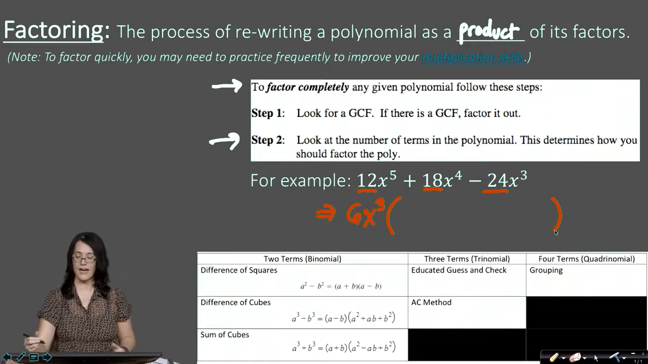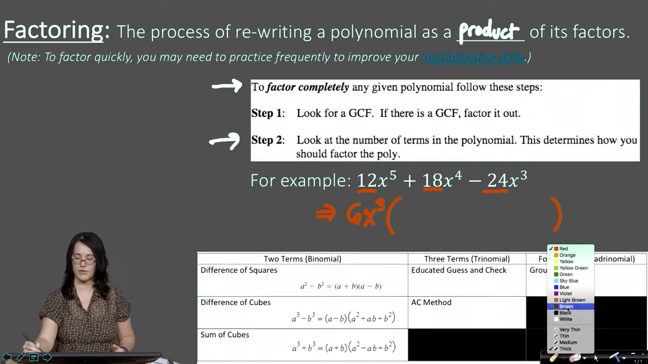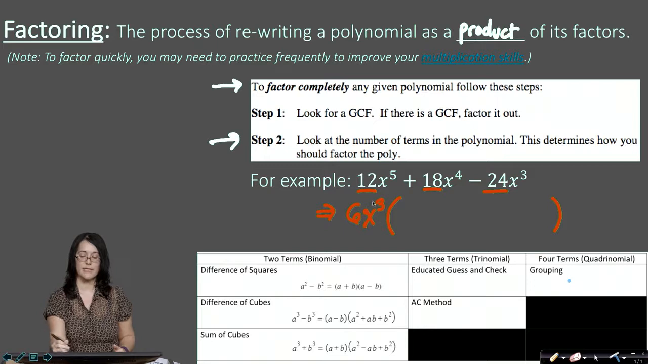So if you factor out the 6x cubed that they all share, in the parentheses we would write the factor that you'd be multiplying it by. So let's see what that would yield. Basically, you're just dividing each term by 6x cubed. 6 goes into 12 2 times, and x cubed times what gives you x to the 5th? Well, you could just subtract the exponents. 5 minus 3 is 2, so you'd get x squared.